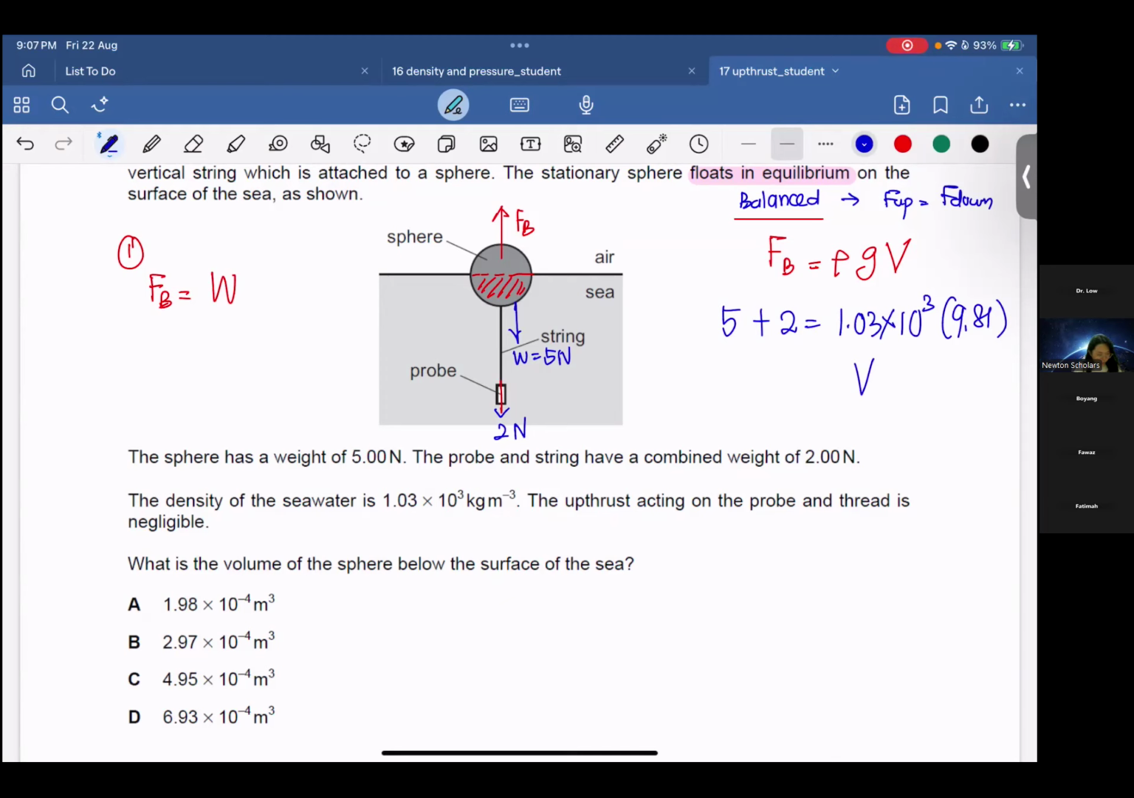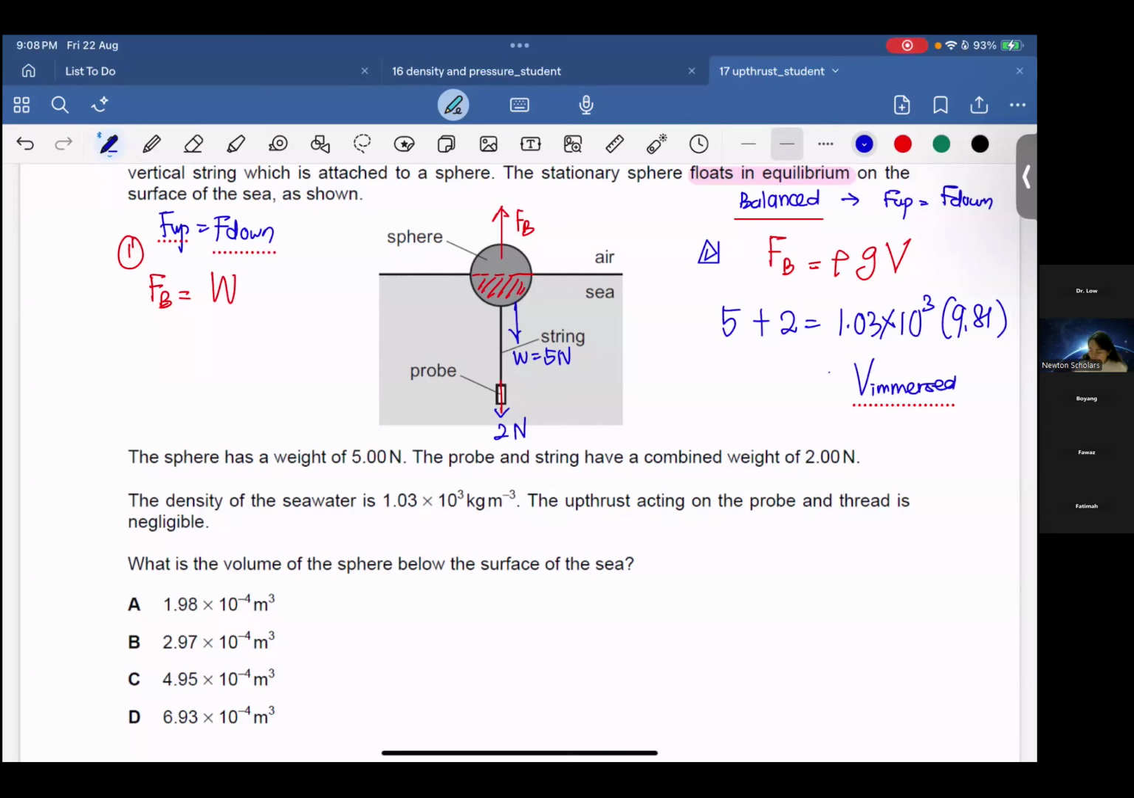You calculate the volume. This volume is the volume that the object is immersed in the sea. So you do the calculation. First, upward force equals downward force. Your downward force is the weight. Then you use these two to make a formula: rho g V equals 5 plus 2. Yes, Vashini correct. Fawal correct. Kai-Chen correct. Good job.